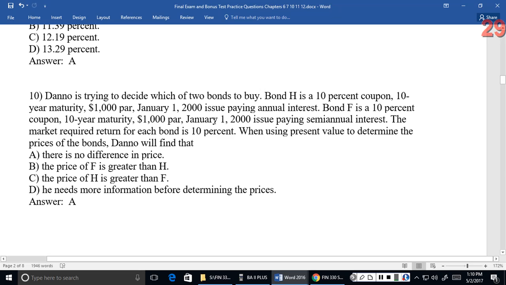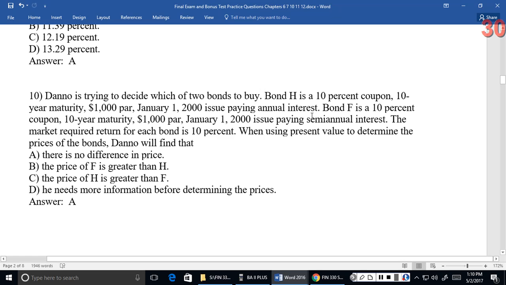Let's say, for example, that the required return on both of these bonds, instead of being 10%, the discount rate is going to be 7%. So what I want you to do is calculate the price of this annual coupon bond using a 7% discount rate and the semi-annual bond using a 7% discount rate and see what the difference is, because that gives you practice working with semi-annual coupons.